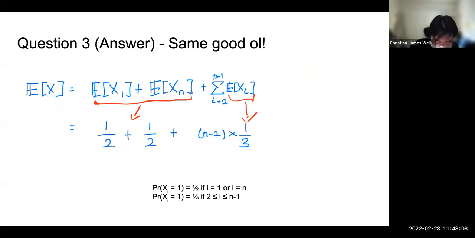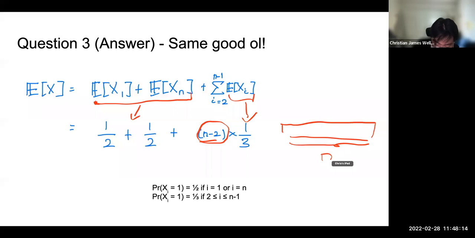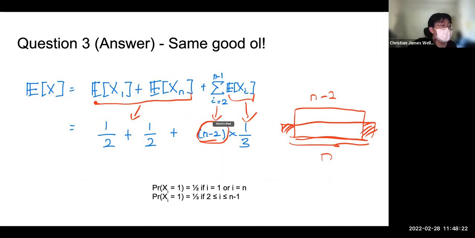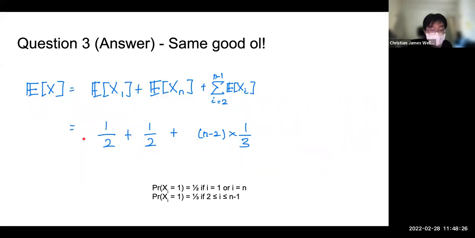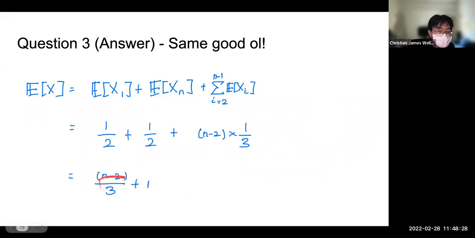Okay. So the n-2 comes from the fact that we have n elements, right? We have n elements and we exclude the last 2 edges. So this is n-2. That's where the n-2 comes from. Okay. So in total, (n-2)/3 + 1 is the answer. This is me just adding everything up together.